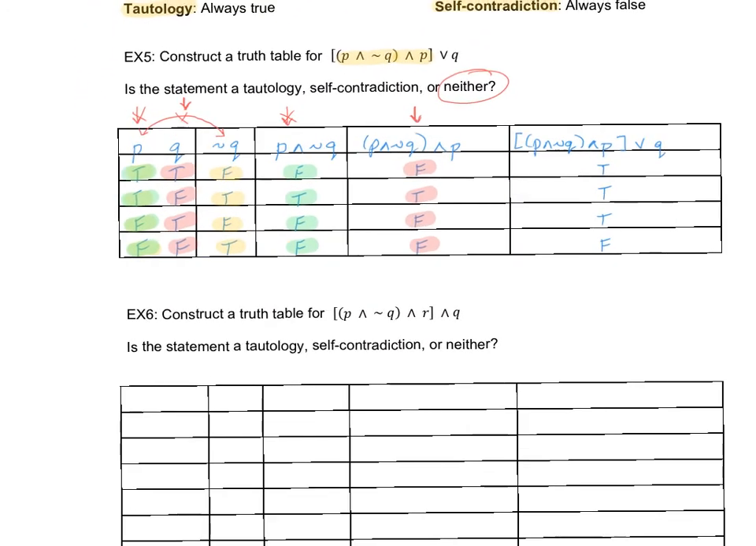In example 5, we have 2 different letters, P, Q. So there's 2 to the second power, or 4 rows.